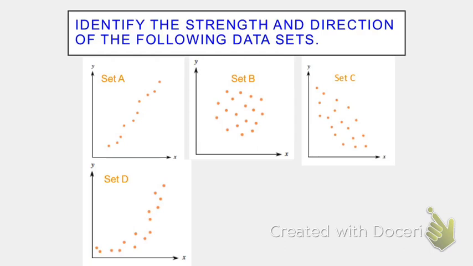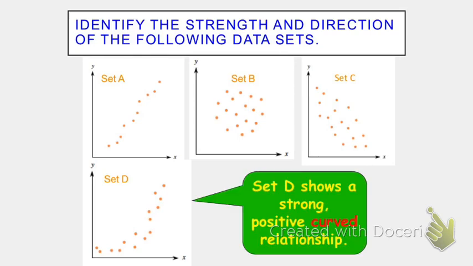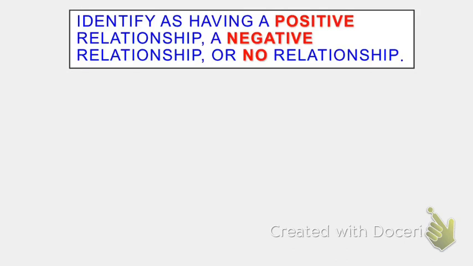What about D? Strong, positive, but does it look linear? No, so we just say curved. Don't say exponential, just say curved. Yes, the points are pretty close together. If they're close together, it's still strong, but it just doesn't form a line. In this case, it's curved. Strong, positive, curved.